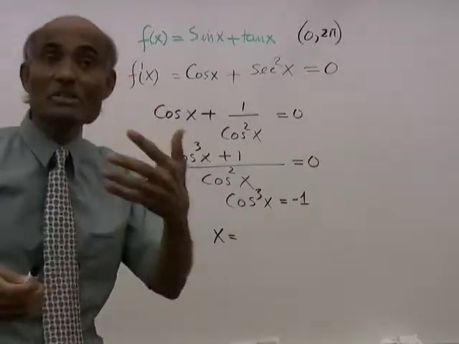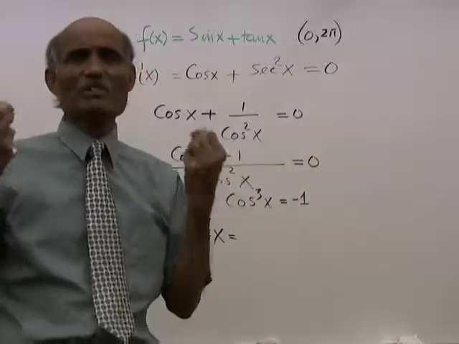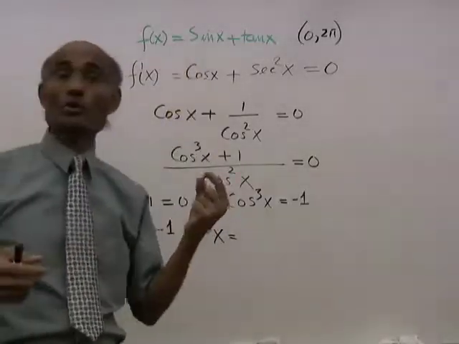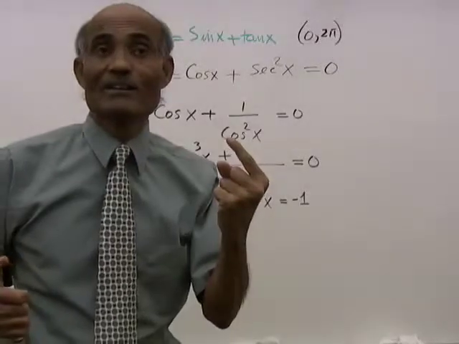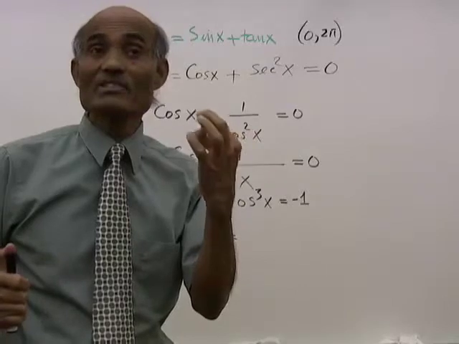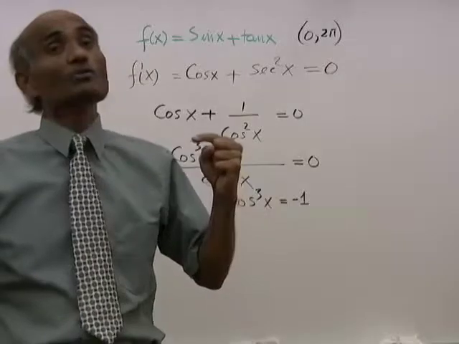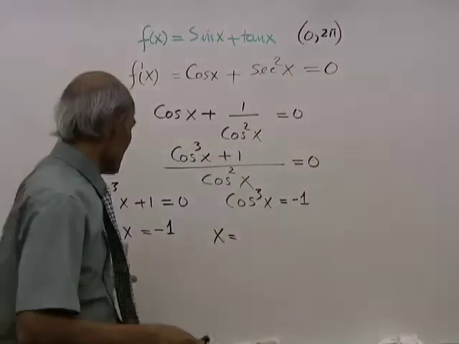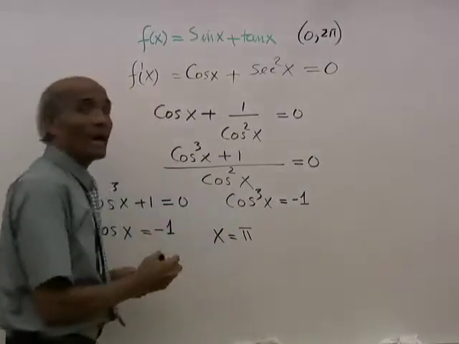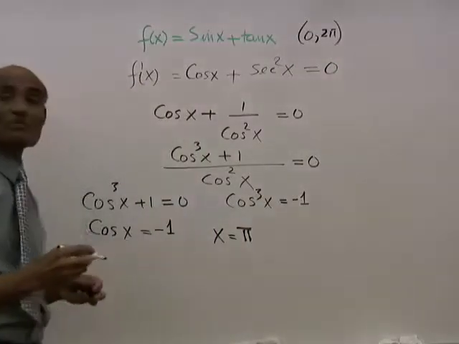Well, I've been telling you from the beginning that you must be very thorough with these ratios. You must be able to pick them quickly. Cos of pi, what is cos of pi? Cos of pi is negative 1. Cos of 0 is 1. Cos of pi is negative 1. So cos x equal to negative 1 gives you x equal to pi. So one critical value is x equal to pi.